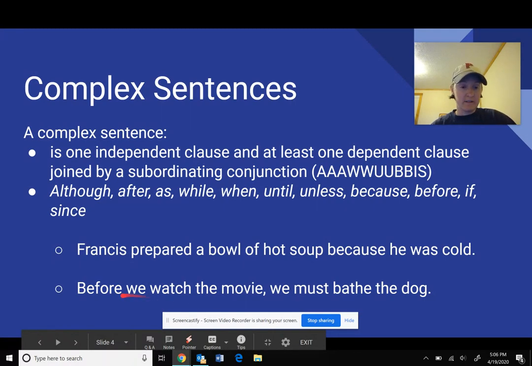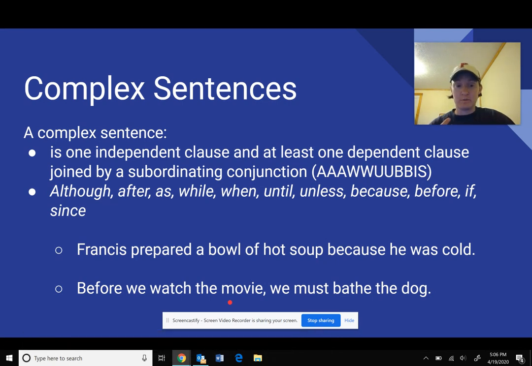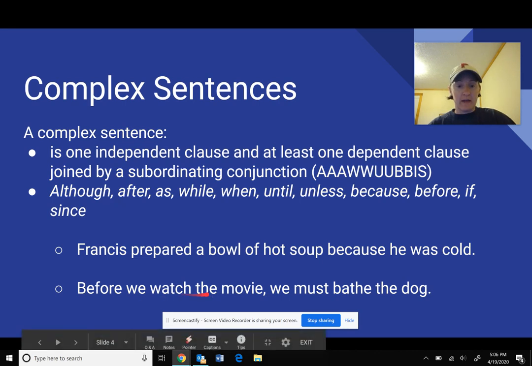So if you look at it this way, before we watch the movie, that doesn't have everything we need, right? Your question is probably what? Before we watch the movie, what do we have to do? Okay, so that's dependent. And then if we just look at we must bathe the dog, that's independent. That's a good sentence all on its own. So we have independent clause.